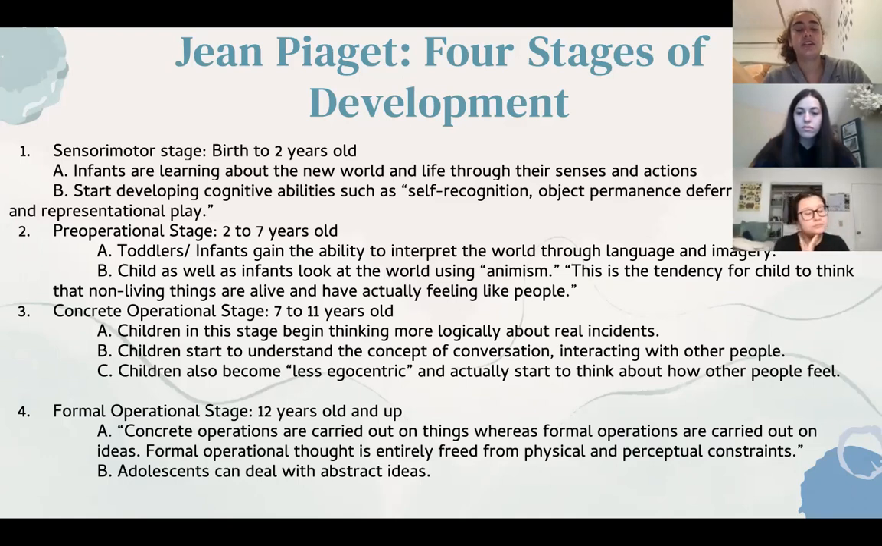This is when children begin thinking more logically about real incidents, and children start to understand the concept of conversation and interacting with other people. Children also become less egocentric and actually start thinking about how other people feel. The fourth stage is the formal operational stage, which is 12 years old and up. This is when concrete operations are carried out on things, whereas formal operations are carried out on ideas. This is when adolescents can deal with abstract ideas.